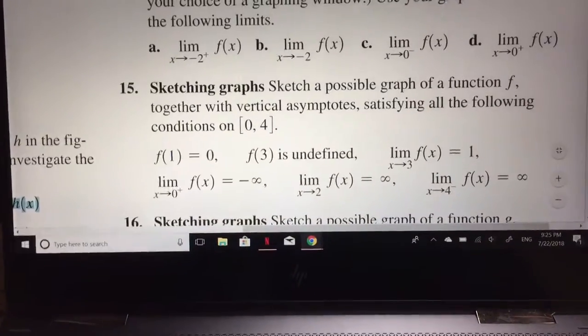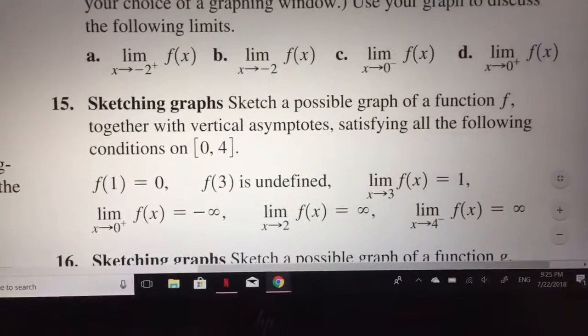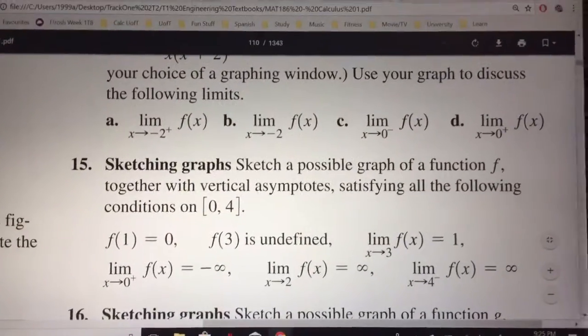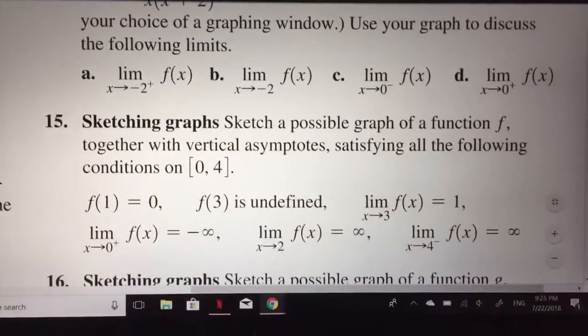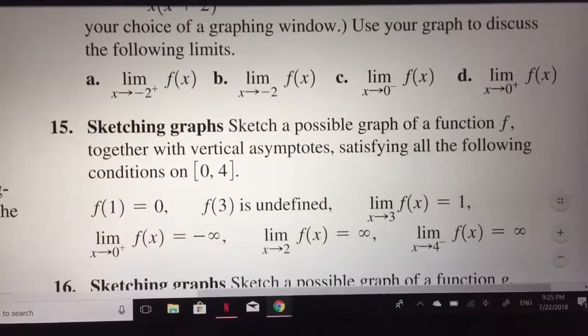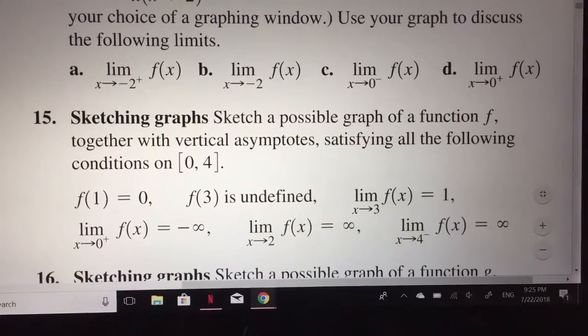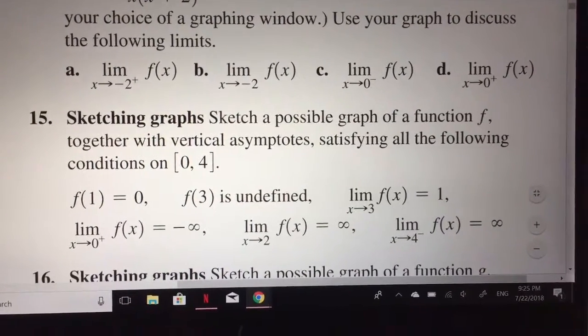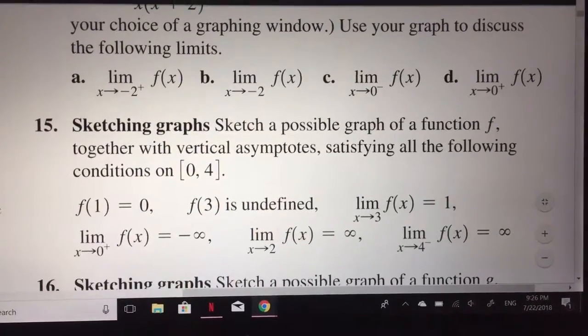Hi, my name is Akinari Kimura, and for my video assignment, I will be working on problem 15 from chapter 2.4 of week 2. So the problem states, sketch a possible graph of function f together with vertical asymptotes satisfying all the following conditions on closed interval 0 to 4.